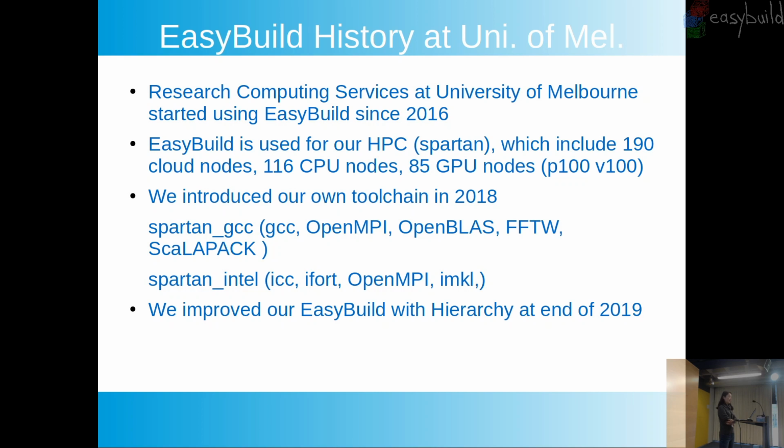So in the end, we decided to use Spartan GCC, which is the same as the fourth one, but more meaningful for the user. And then we created another one, Spartan Intel, which doesn't use IMPI. We replaced IMPI with OpenMPI because with IMPI we had a problem with UCX and RoCE. So that's why we have our own toolchain.